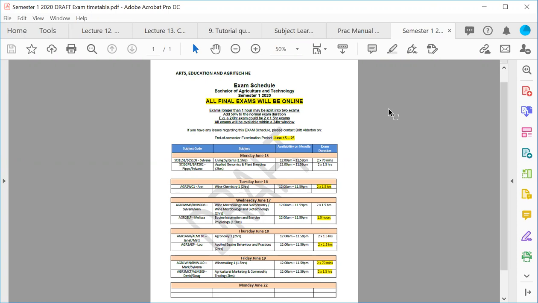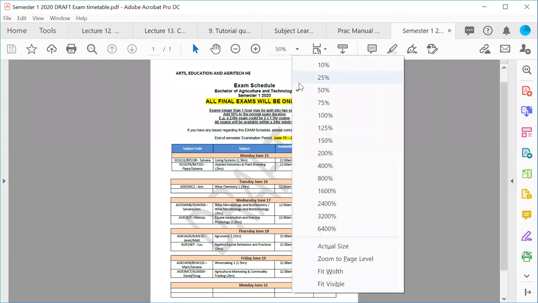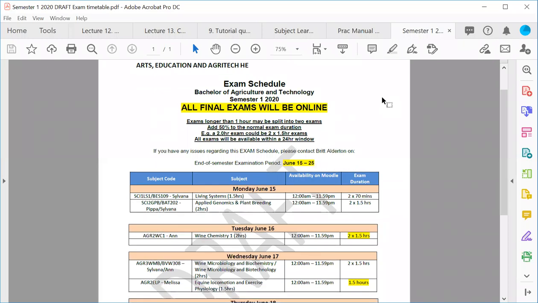Just in regards to doing it online, will we still be required to draw cells and cell structures? No, definitely not. It's too hard to draw anything when you're doing an online exam. But we can see here that most likely the Living Systems exam will be on Monday, June the 15th.